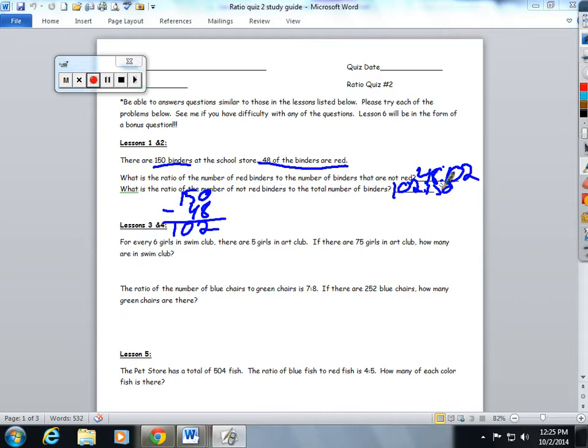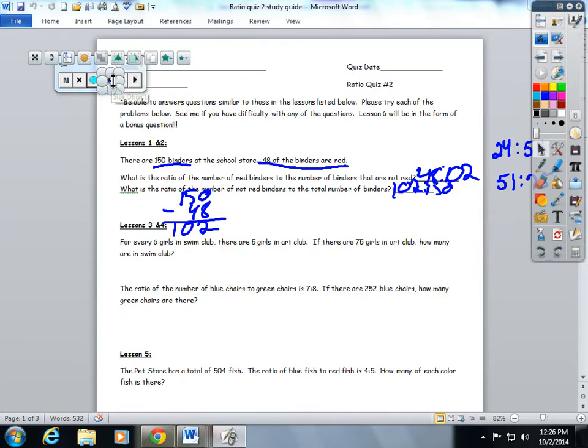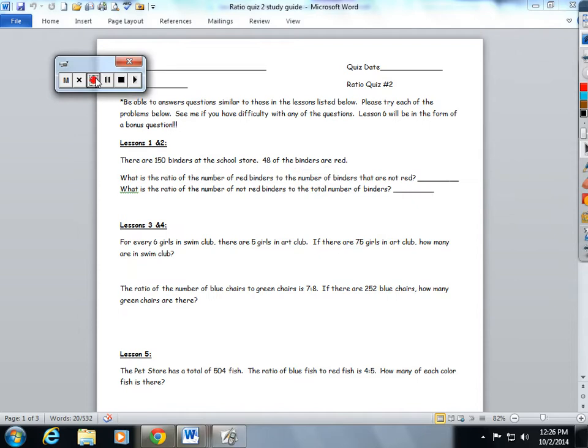And Emma did a great job, and I'm only going to tweak her work a little bit. I'm going to simplify them. I know that they're both divisible by 2, so that's going to go down to 24 to 51. And these are also both divisible by 2, and it's going to be 51 to 75. Emma, great job. Okay, I'm going to hand it over to Sydney and Lauren for lessons 3 and 4.